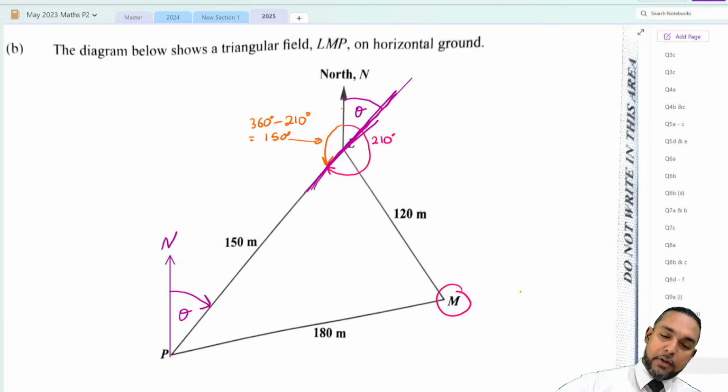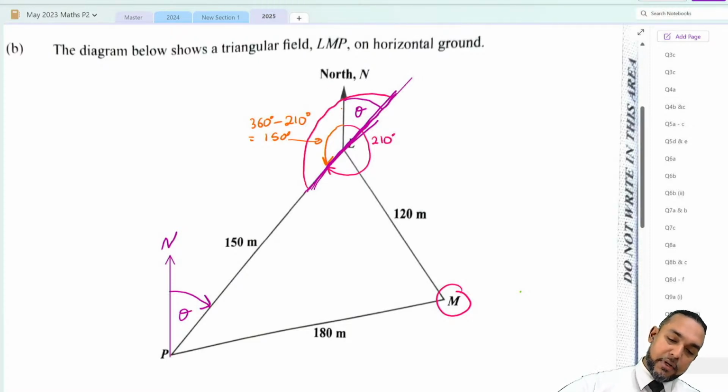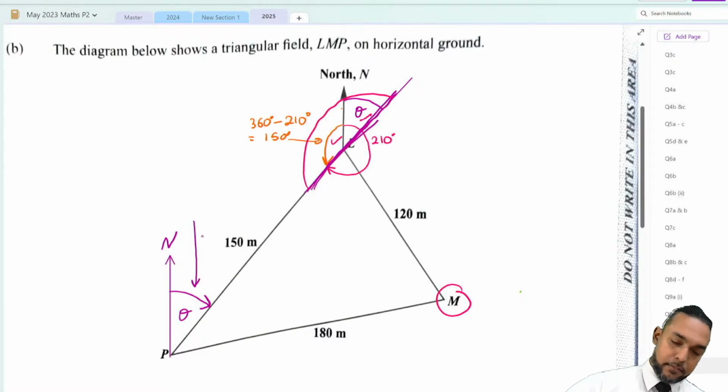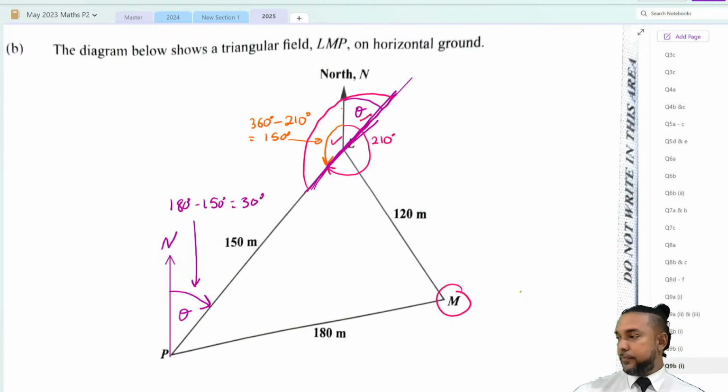And the whole angle on a straight line is how many degrees? The whole angle is 180. The orange plus the purple is equal to 180. So to find the purple, all we have to do is 180 minus the 150, which is equal to 30 degrees.